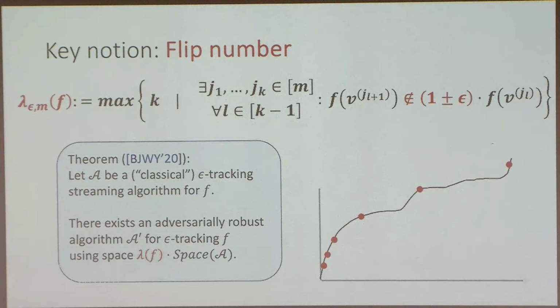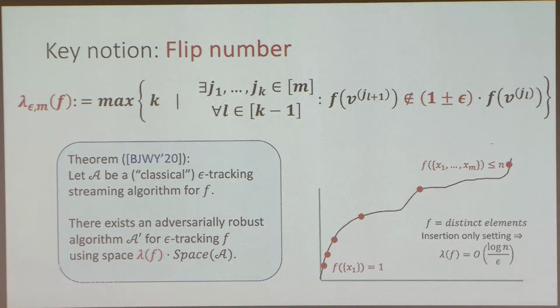So if, for example, the function is the number of distinct elements, and we are in an insertion-only world, the number of distinct elements at the end of the stream can be at most m or n, it doesn't matter, because they're of the same scale, and it's a monotone non-decreasing function. So the number of 1 plus epsilon jumps it can do is log of n in base 1 plus epsilon, which is of order log n over epsilon. So the flip number in this case is log n over epsilon.